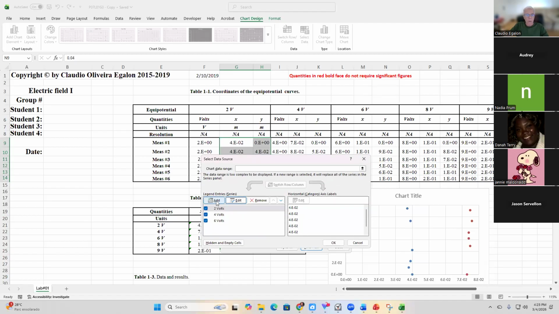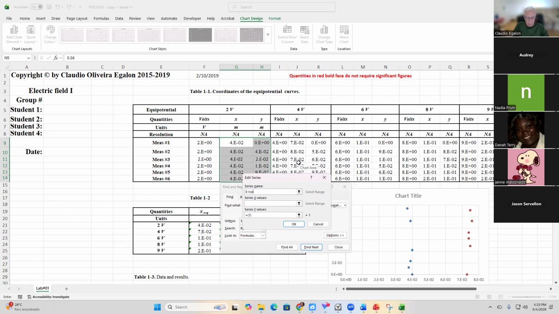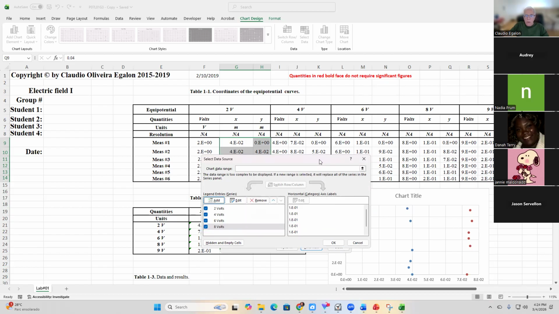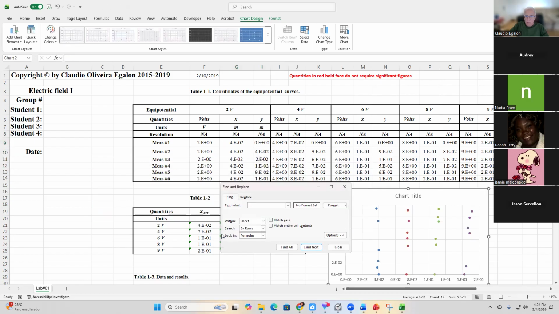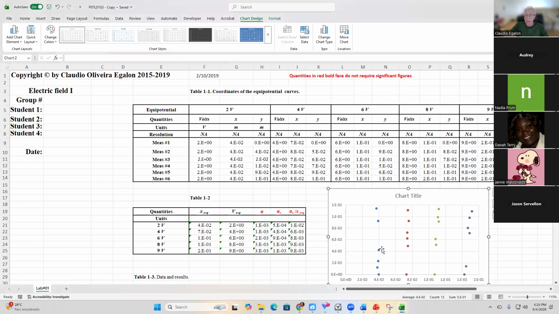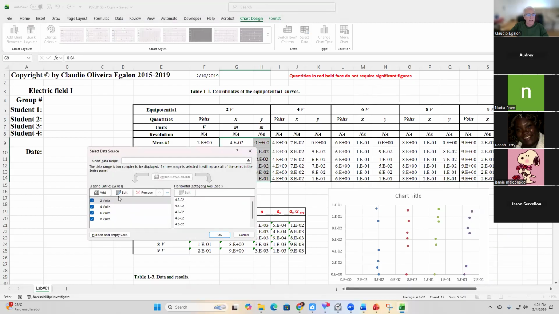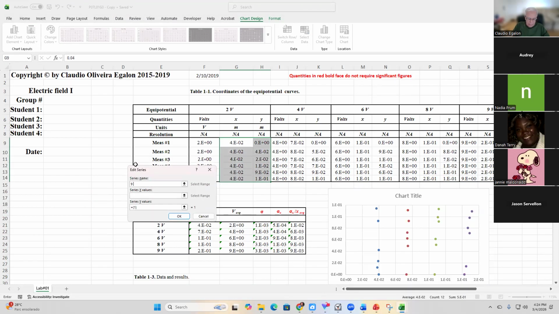We're going to add one more for 8 volts. 8 volts, X value. Highlight Y value. Everything that we did last time, right? One more. I gotta click OK here. Okay, 2, 4, 6, 8. And the last one is going to be 9. Left click, right click, select data, add, 9 volts, X value, Y value.